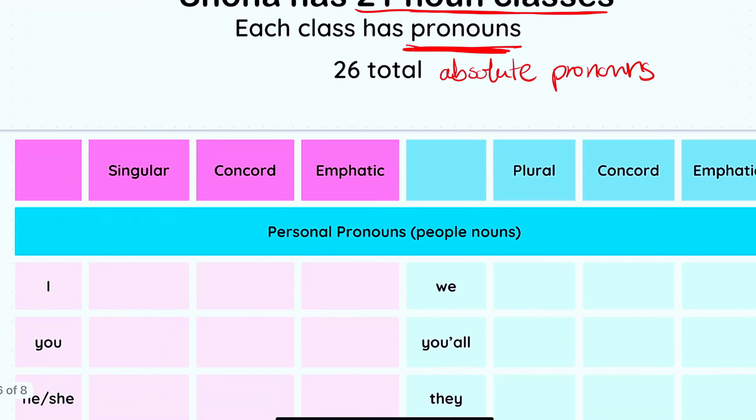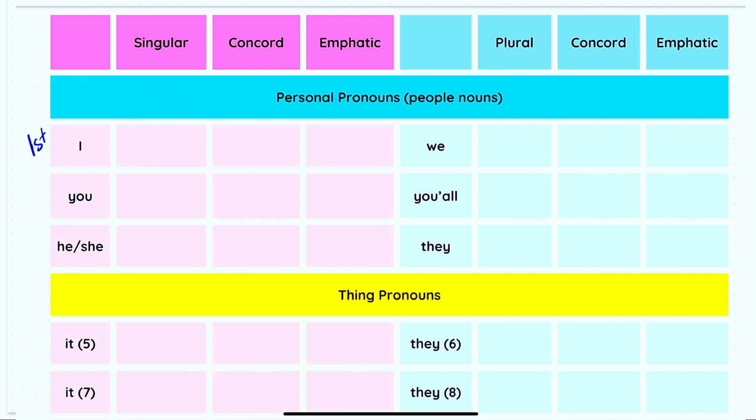Personal pronouns are pronouns for people. The first person pronoun in English is I. In Shona, that translates to ini. The concord for ini we have seen already, and that is ndi. So sometimes you see ndi, you're like, what does that mean? Ndi means I. It's the pronoun, or rather the concord, the prefix that stands in for the personal pronoun ini.